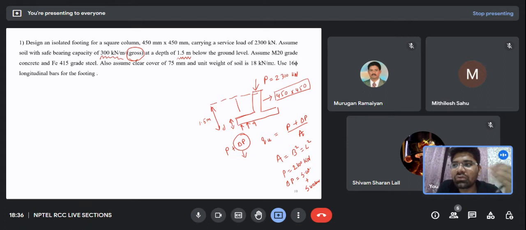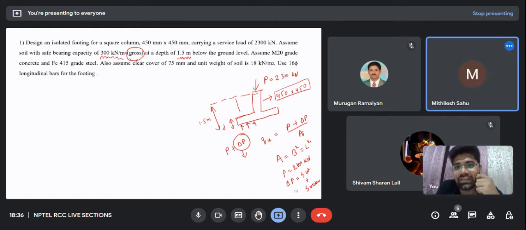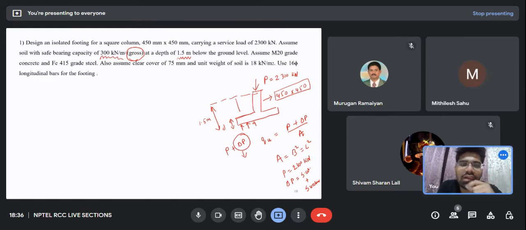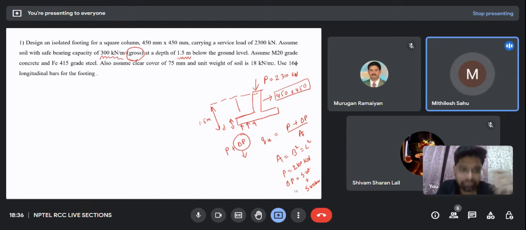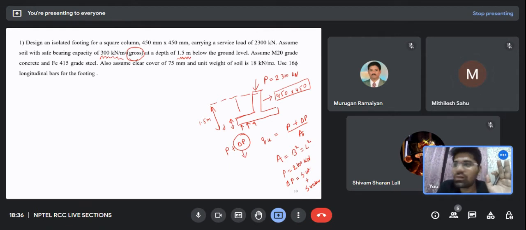This is an aptitude question. Logically answer me. Sir, it will be less. Yes, it will be less. Why? Because as the depth is less, the weight of the soil, which means the surcharge, is also less. Yes. Okay, understood. Let me clarify more.